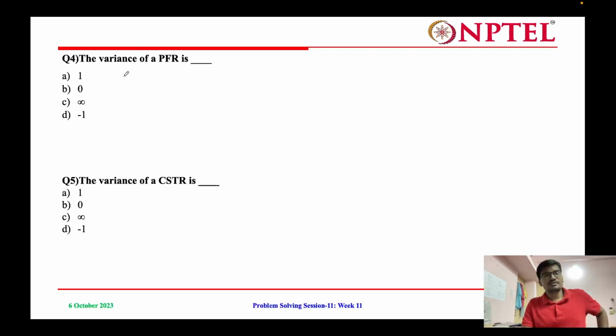Now question number 4. The variance of a PFR is. There is no mixing inside the PFR and no variation in the concentration in the PFR, so it's 0. The variance for CSTR: there is complete mixing in the CSTR and the reactants are uniformly mixed.